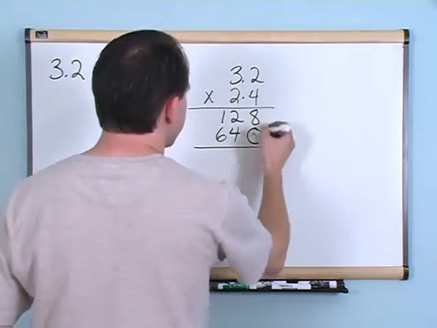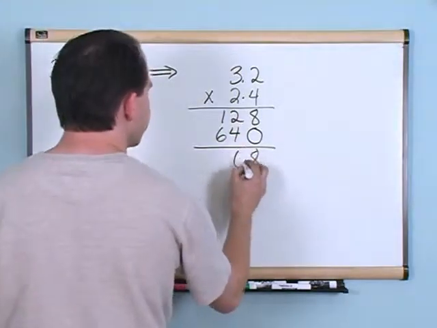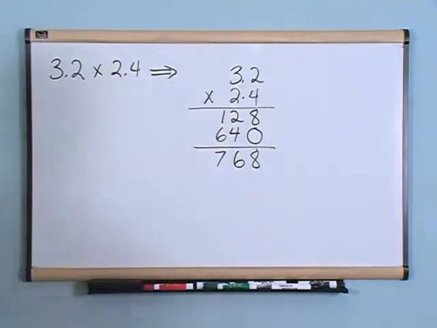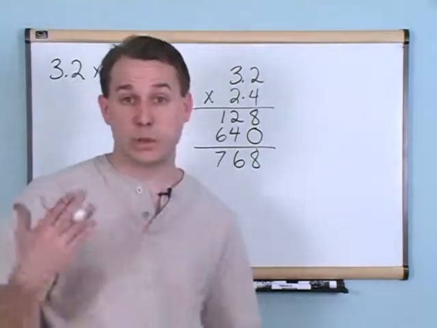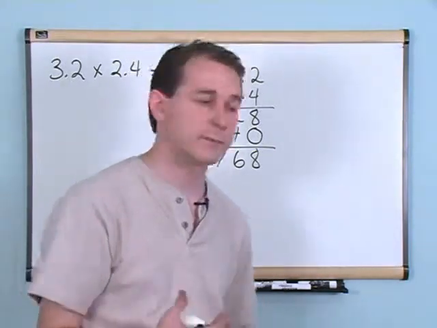Now we're going to add these up. 8 plus 0 is going to give us 8. 2 plus 4 is going to give us 6. And 1 plus 6 is going to give us 7. Okay? So we've done the problem exactly as we usually do. We haven't even looked at the decimals. Now here's the only difference between what you know and what the decimals bring to the table.